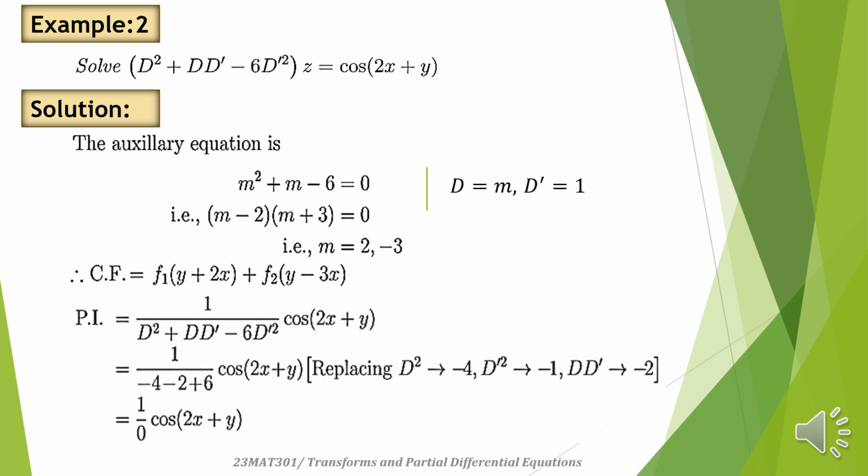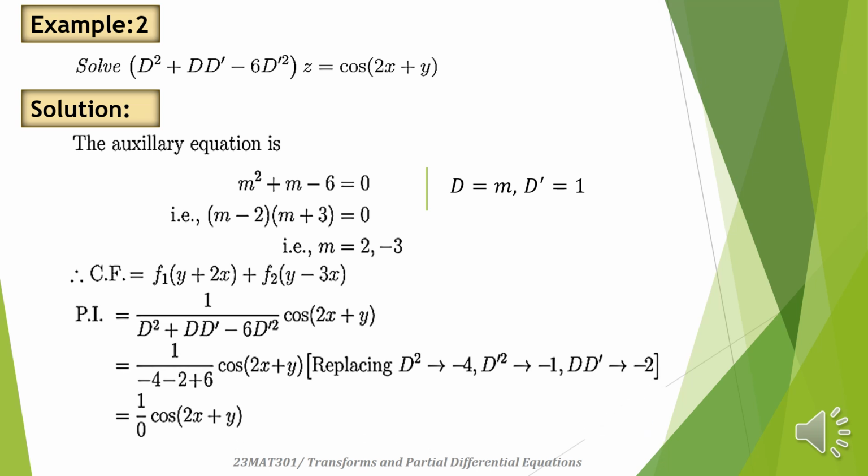For particular integral, now you could see that a is equal to 2, so a square is equal to 4 and minus a square is equal to minus 4. b is equal to 1, b square is equal to 1, minus b square is equal to minus 1. Then a is equal to 2, b is equal to 1, so ab is equal to 2, minus ab is equal to minus 2. Substitute the values here. If you substitute the values, you will get 0. If you get 0, what do you have to do?